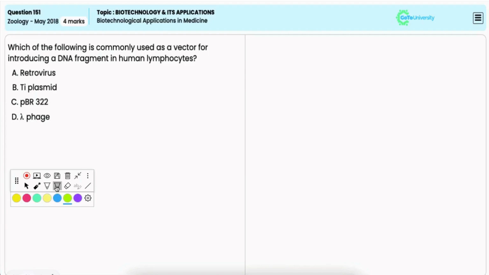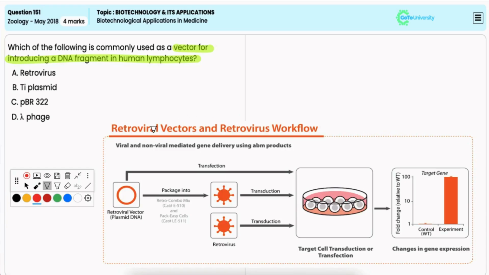In this question, you have to identify the vector for introducing a DNA fragment in human lymphocytes. Option A, retrovirus. Actually, retroviruses are commonly used as vectors for introducing DNA fragments in human lymphocytes.